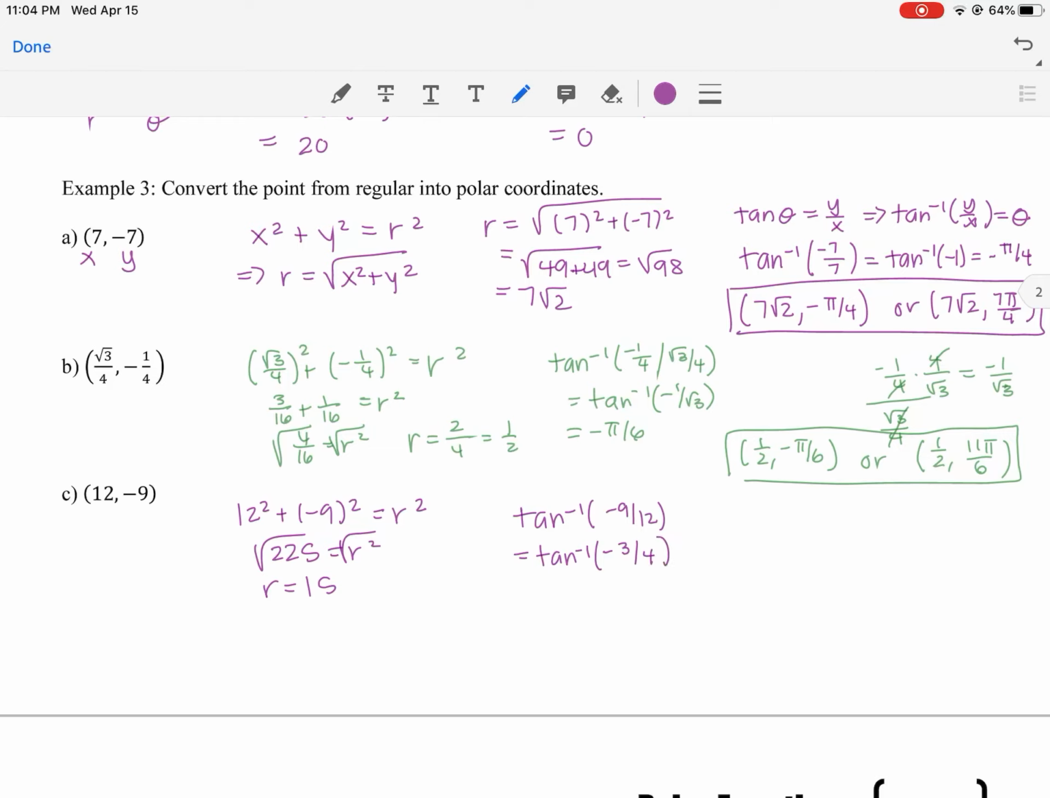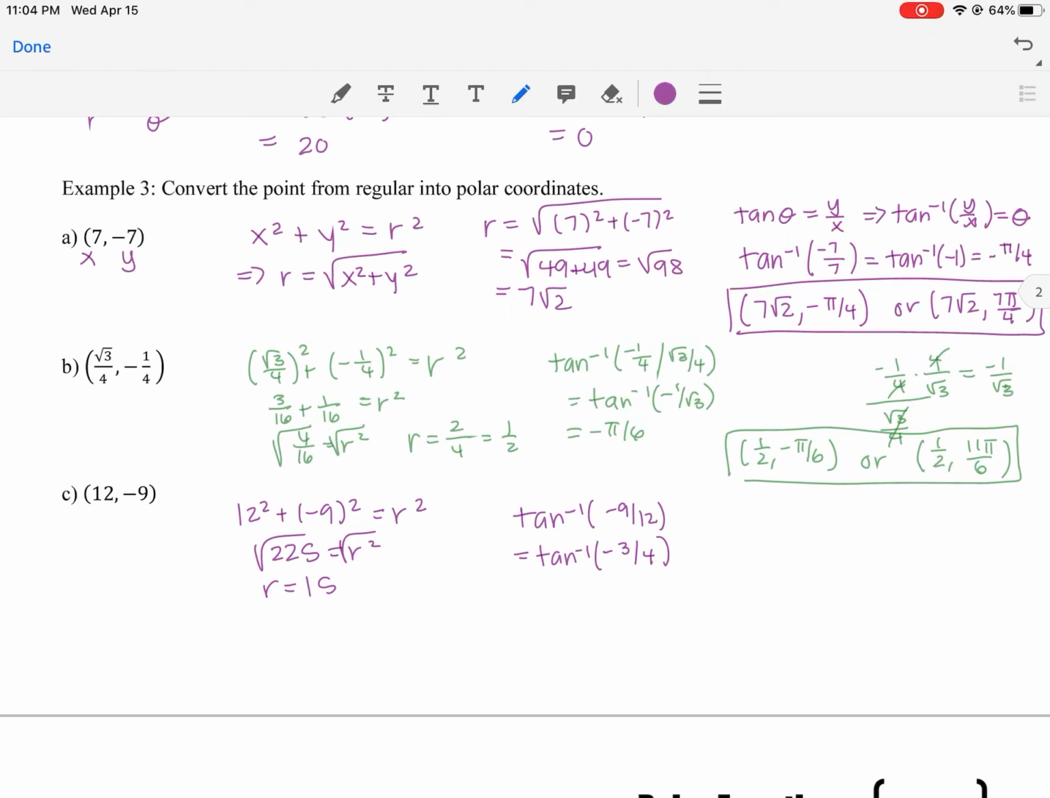However, even just with that part, you're probably like, well, I don't recognize that as one of the ones for my table. Like, it's not a common one, like pi sixths, pi fourths, pi halves, pi thirds, right? So that you may have to leave as is.